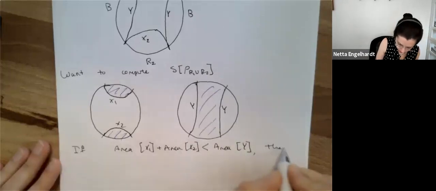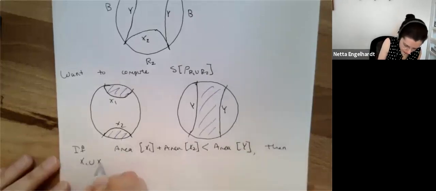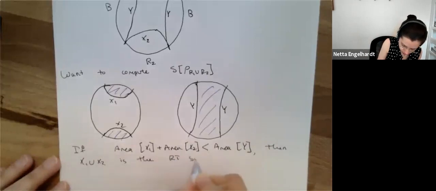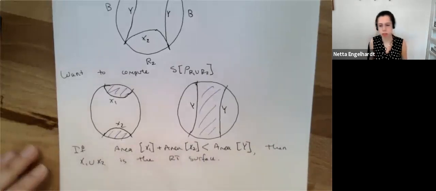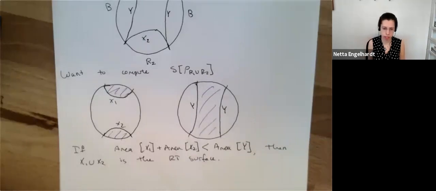then x1 union x2 is the Ryu-Takayanagi surface. And this is sometimes the boring case where the Ryu-Takayanagi surface is also the causal surface. So there's sort of nothing interesting here. So far we wouldn't know that there's a difference between the surface that computes the entanglement entropy and the causal surface.